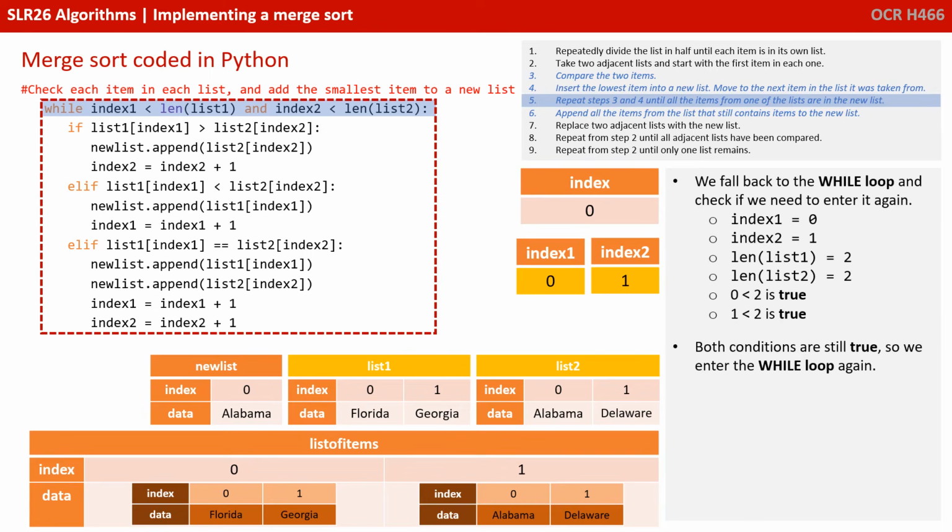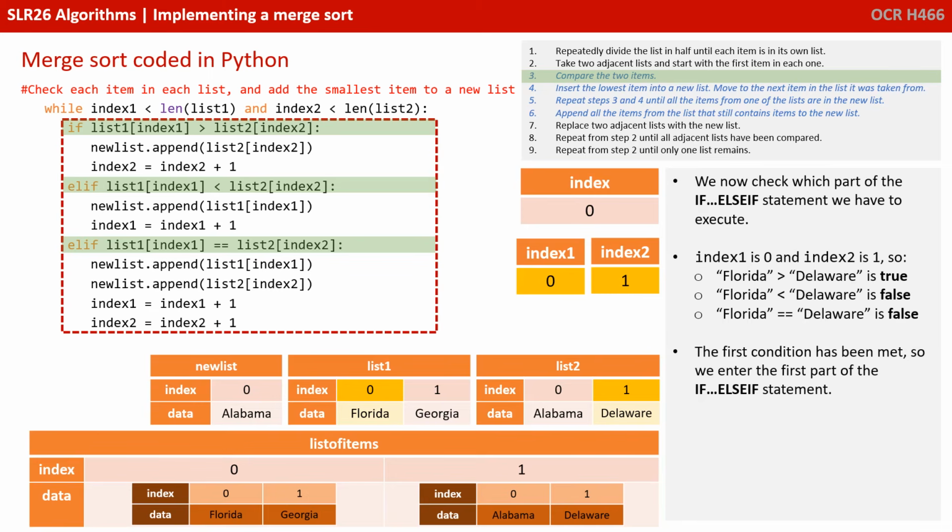We fall back to the while loop and check if we need to enter it again. We can see, unlike the previous time we were doing this, we do have to enter it again. We've got 0 is less than 2 is true, and we've got 1 is less than 2. Well, that's still true, so we go back into the while loop again. Once again, we check which part of the if-else-if statement to execute. Now this time index 1 is 0 and index 2 is 1. So the statement that's true is Florida is greater than Delaware. That's true. The first condition's been met, so that's the part of the if-else statement we enter.